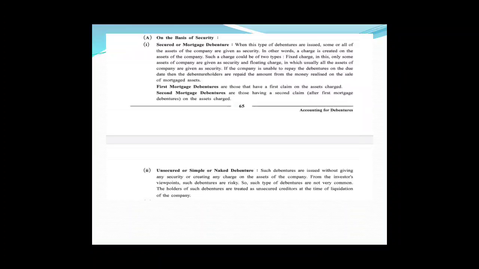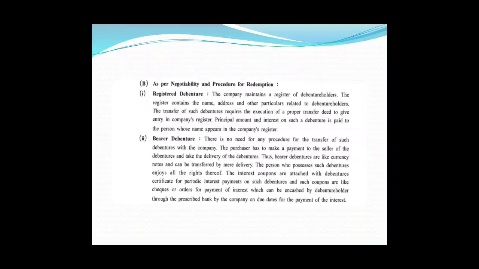Okay, let us go to the next basis of types of debenture. As per negotiability or procedure of redemption. Friends, as per negotiability and procedure of redemption, there are two types of debentures: registered debentures and second one bearer debenture. Let us see what is registered debenture.